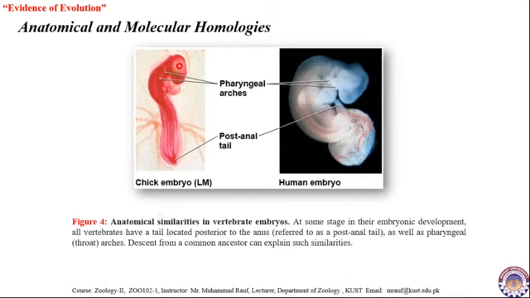Now here you can see the similarities between a human embryo and a chick embryo, the post-anal tail and the pharyngeal arches. So what it shows is a common ancestry.